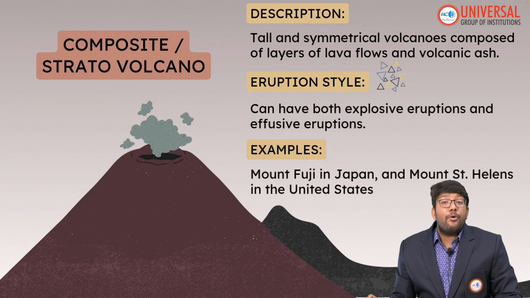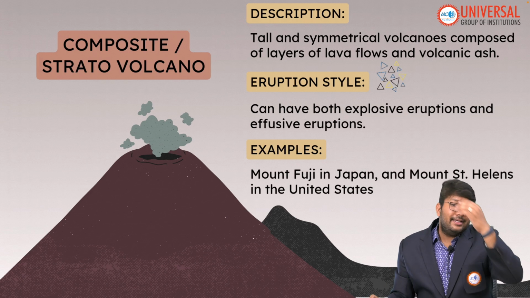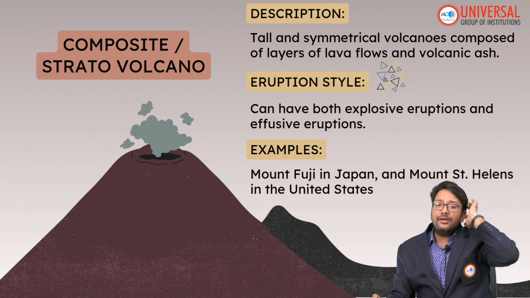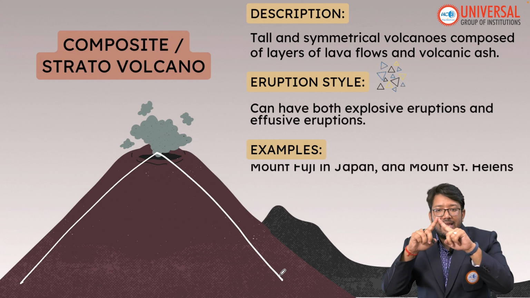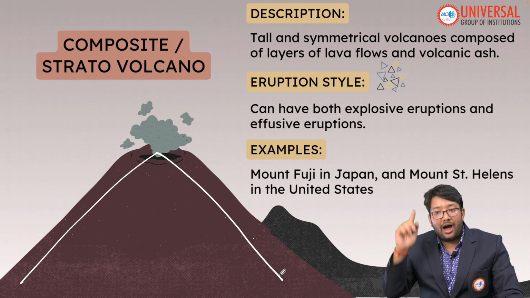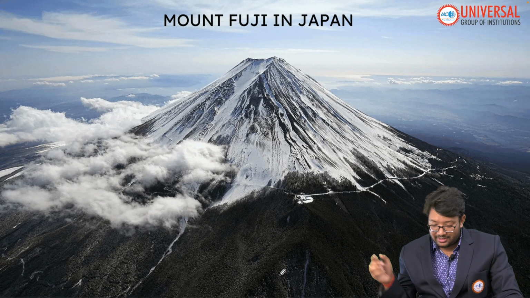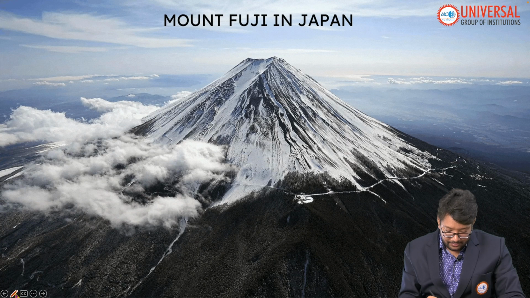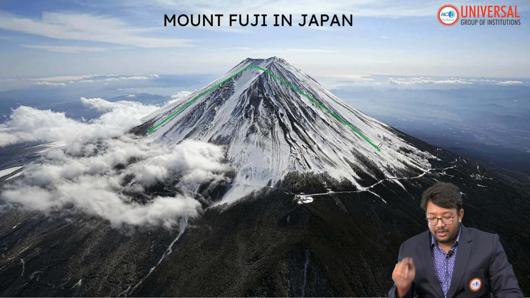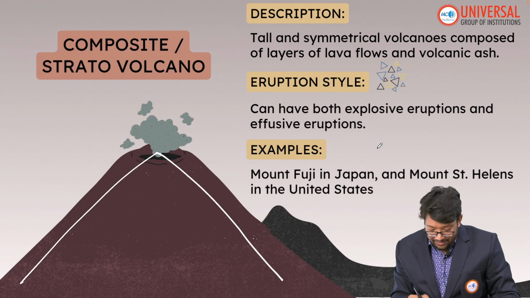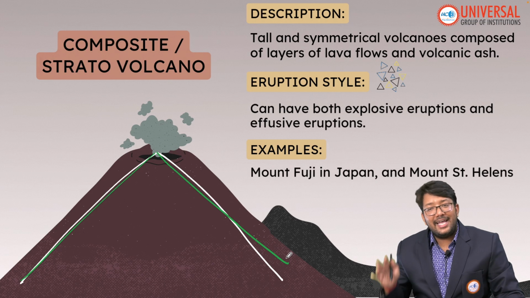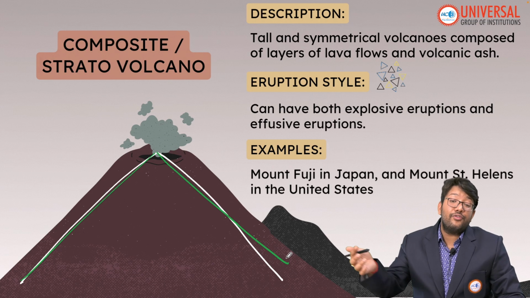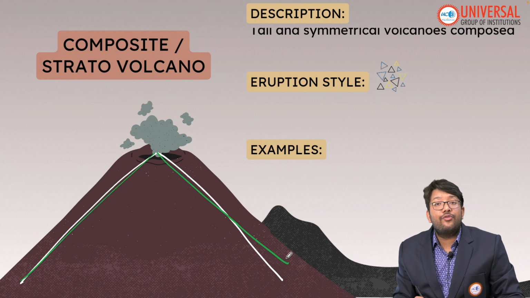Third is composite or stratovolcano. Okay, so composite volcano, what is it? It is a tall, symmetrical, exactly like a triangle. Tall, it will be a high mountain like Mount Fuji. Just check this out. See, it's like a tall volcano and symmetrical. It has very good symmetry. Like this one and this particular side will be exactly the same. And this is composed of layers of lava flows and volcanic ash.